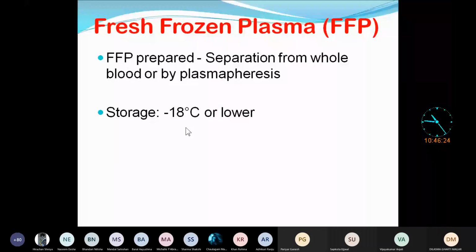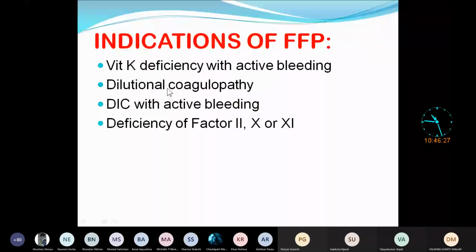Now we'll come to the indications of the fresh frozen plasma. Fresh frozen plasma can be given in case of vitamin K deficiency with active bleeding. Sometimes this vitamin K deficiency will lead to active bleeding, isn't it? So that time, whenever we give this fresh frozen plasma, that active bleeding will be stopped. Understood here?